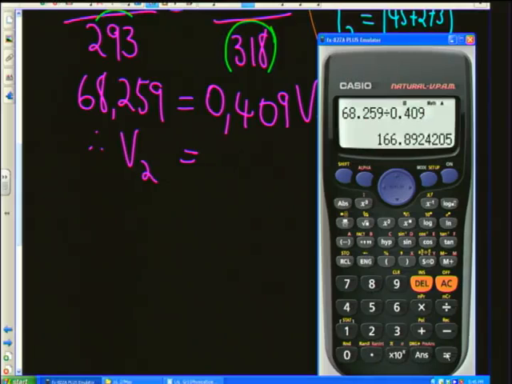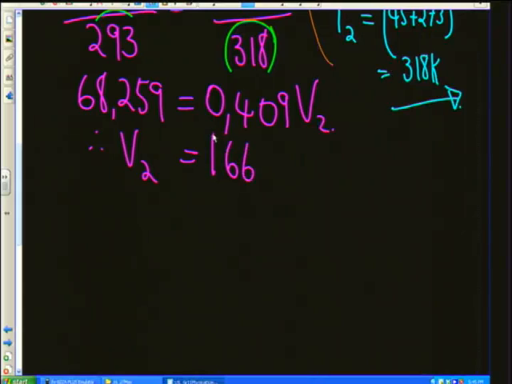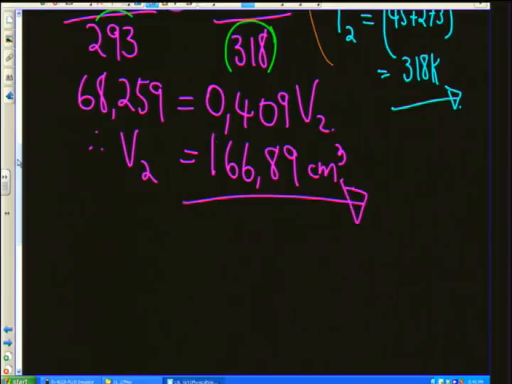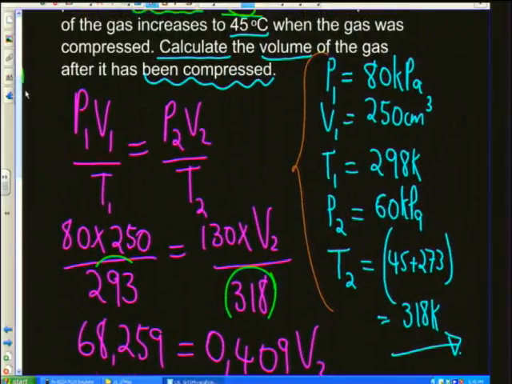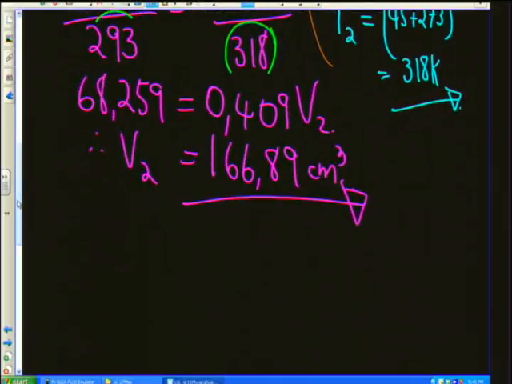0,409. You would see that I am very consciously keeping 3 decimal places, because I'm not yet down to the answer. So 166,89 cubic centimeters. Yes, this volume makes sense, because we went from a volume of 250 cubic centimeters down to a volume of 166,89.